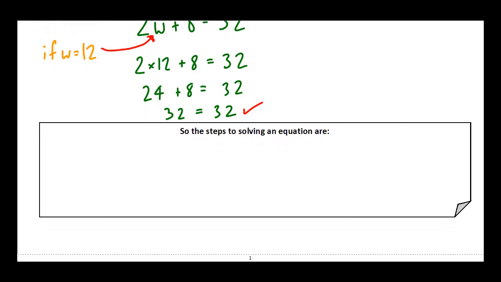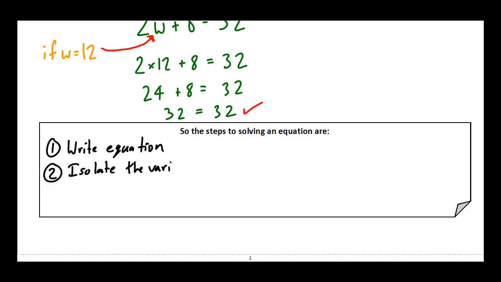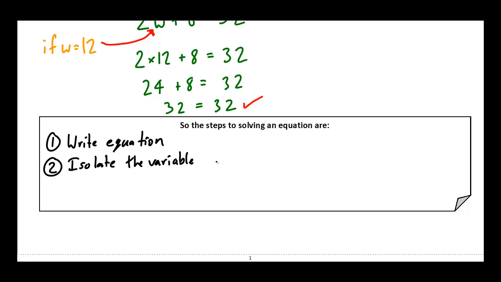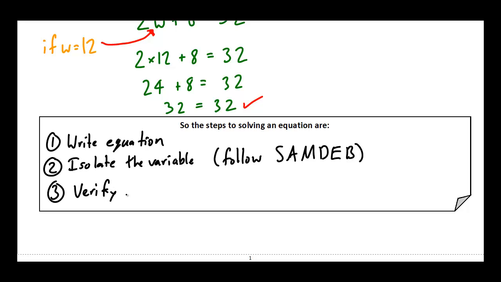Okay, so to quickly recap, the steps of solving the equation. Number 1, write the equation. Number 2, isolate the variable. And we're going to do that by following SAMDEB. The last step is to verify your answer. All right, that's it for lesson 2.